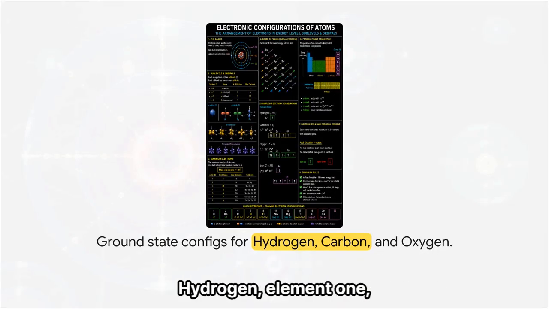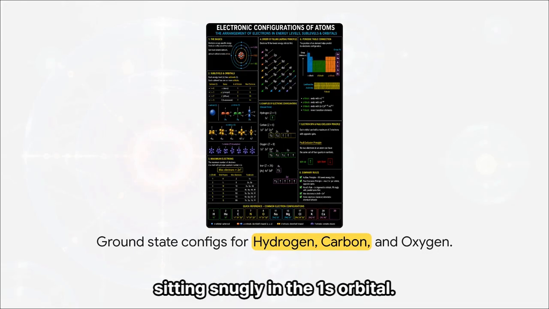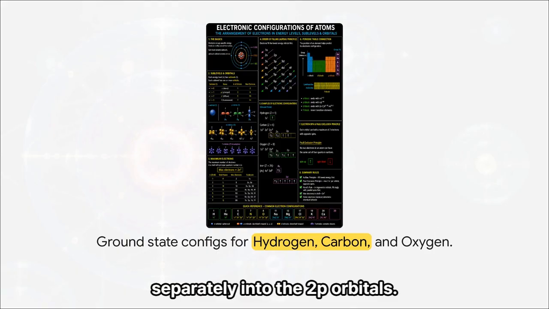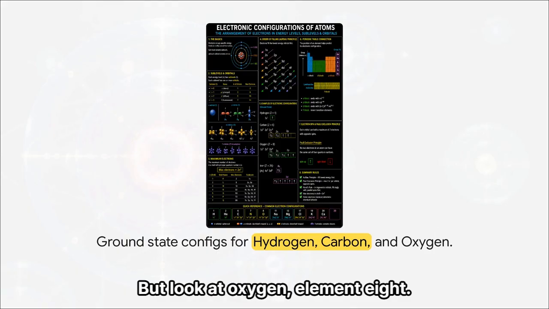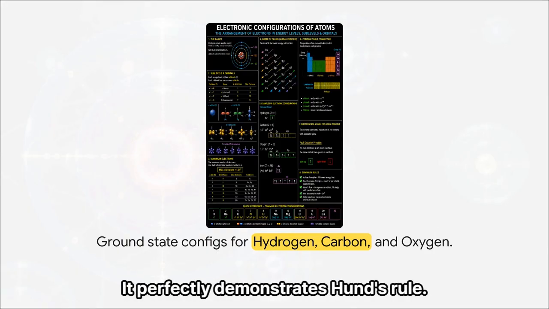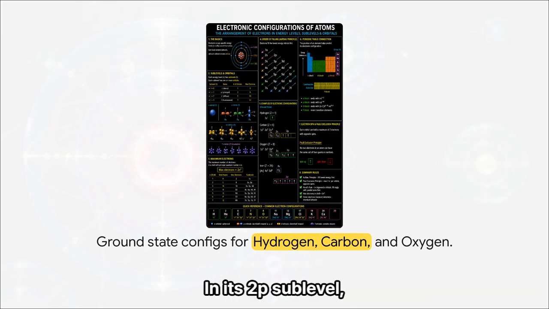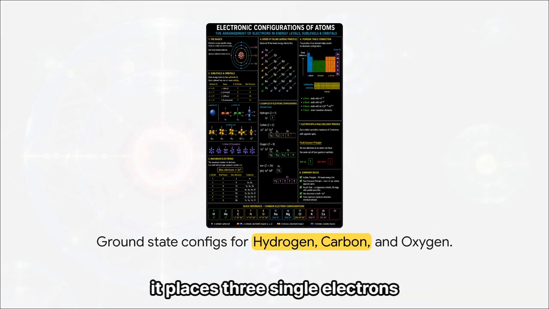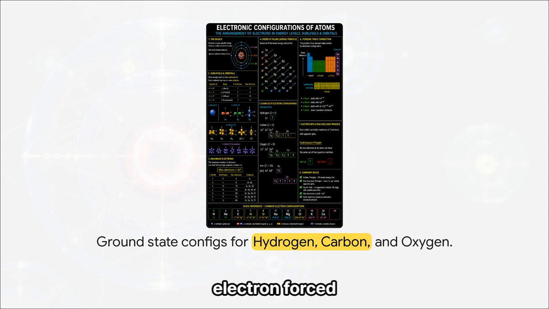Hydrogen, element 1, has just one electron sitting snugly in the 1s orbital. Simple. Carbon, element 6, fills the 1s and 2s and then places two electrons separately into the 2p orbitals. But look at oxygen, element 8. It perfectly demonstrates Hund's rule. In its 2p sublevel, it places 3 single electrons with parallel upward spins first, and only then is the 4th electron forced to pair up in that first 2p box.